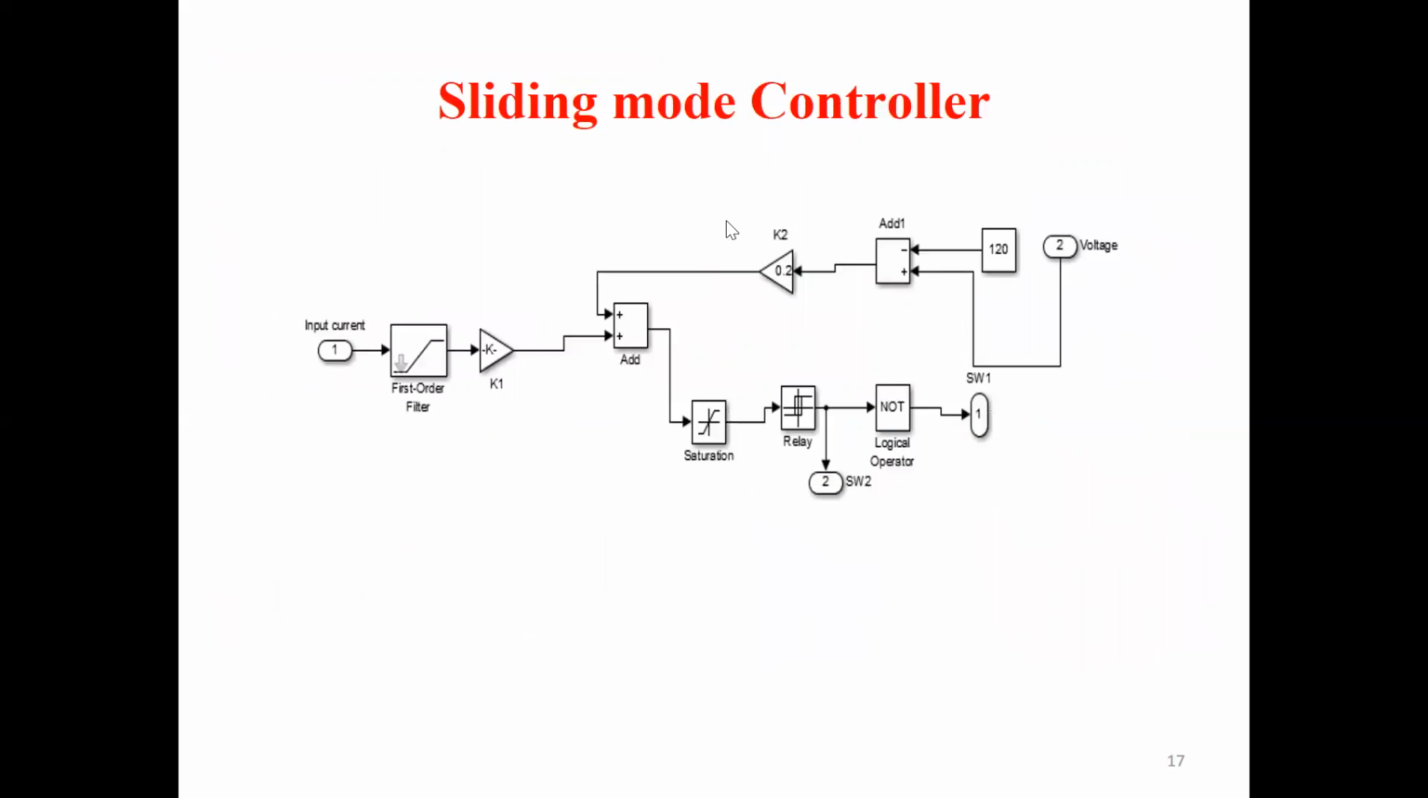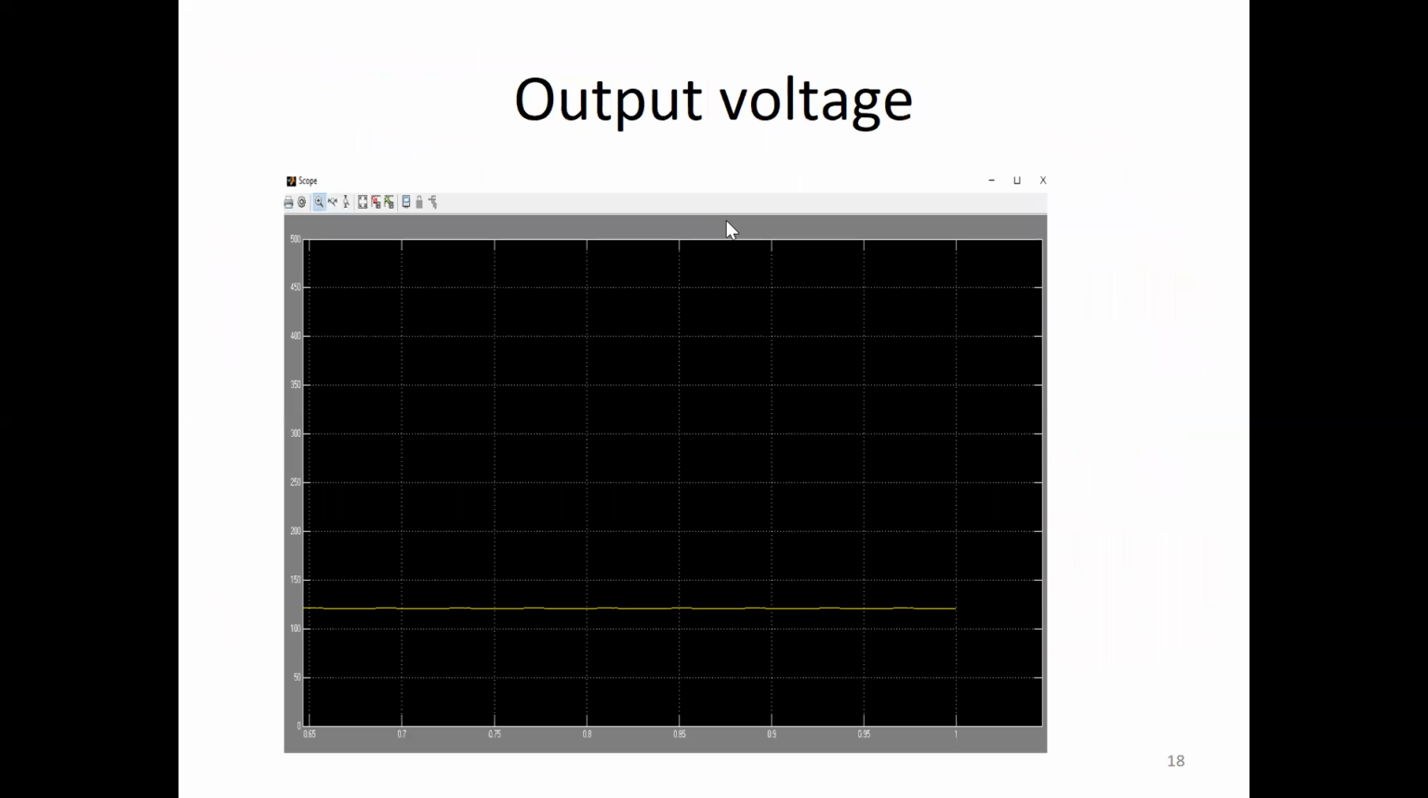This is the simulation which we have developed. And here, this is our sliding mode controller which we have developed using simulation. And this is the output voltage that we got, and we felt that it is very standard. We got somewhere around 120 volts for what we designed for the controller.